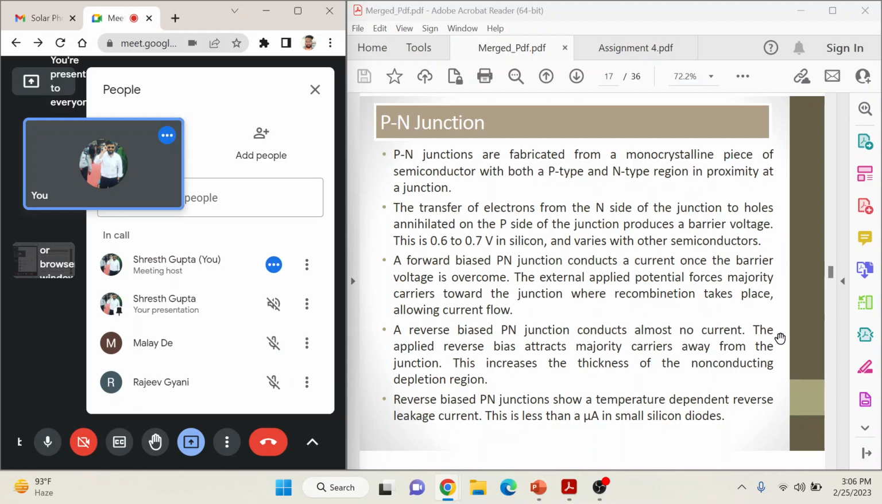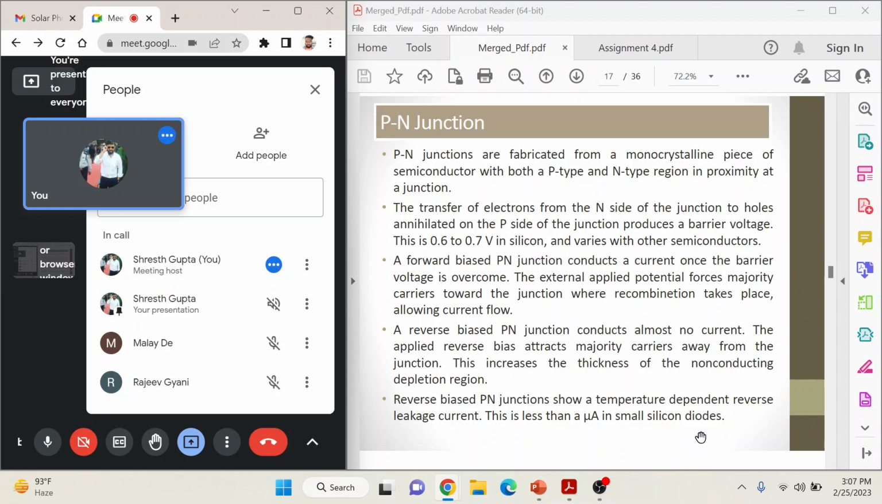Yeah. So then we introduced the concept of PN junctions. What are P-type semiconductor, N-type semiconductor? What happens when there is a PN junction? And then from where to where does the electron transfer take place? And then what is the forward bias PN junction? What is the reverse bias PN junction? And we showed the temperature dependence, leakage current, and all this stuff.